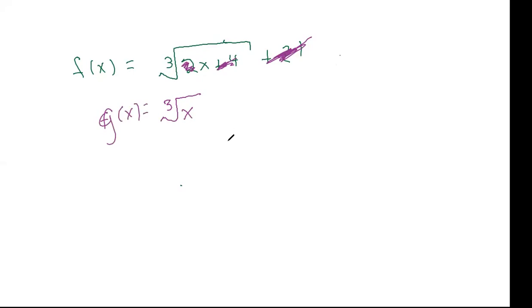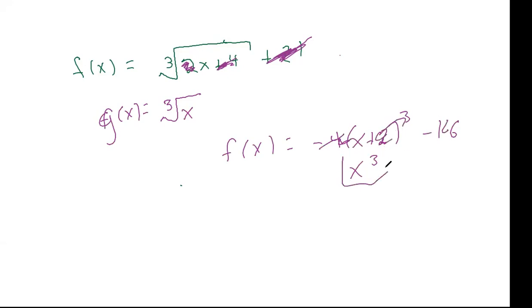So you tell me, if I said f of x equals negative 4 times (x plus 2) to the third minus 16, what would the parent function of this be? X to the third? Yeah, that's exactly it. You get rid of all this, all this, all this. The only thing that's left is x to the third.